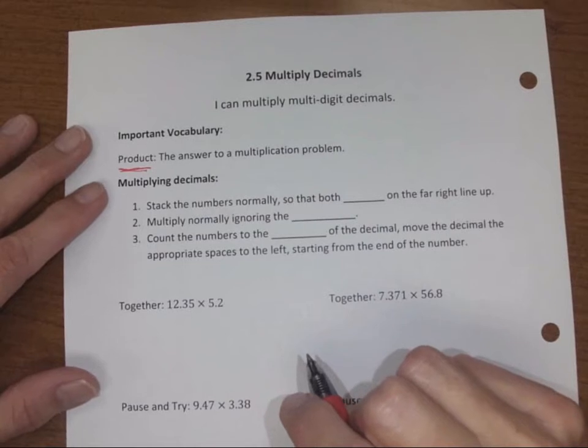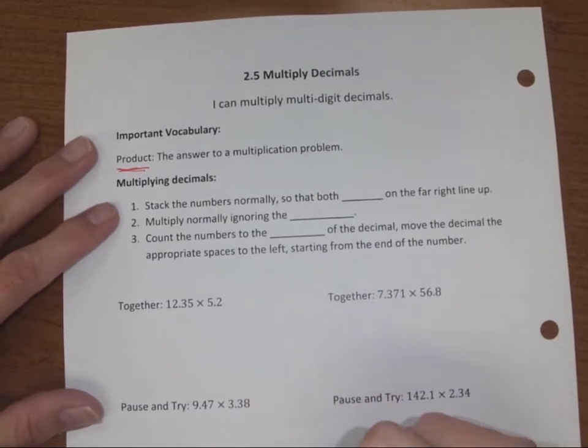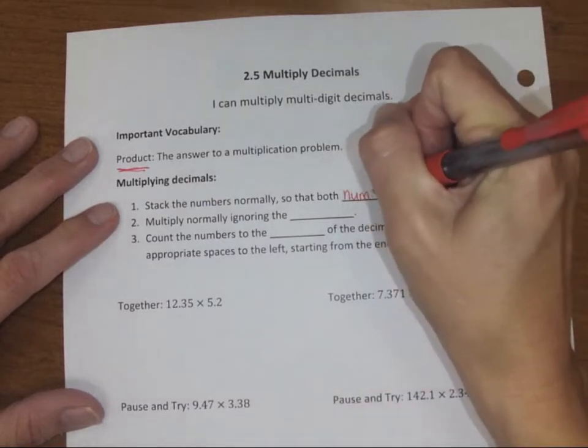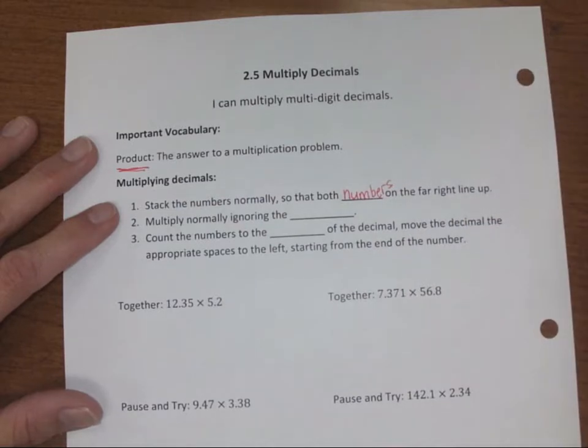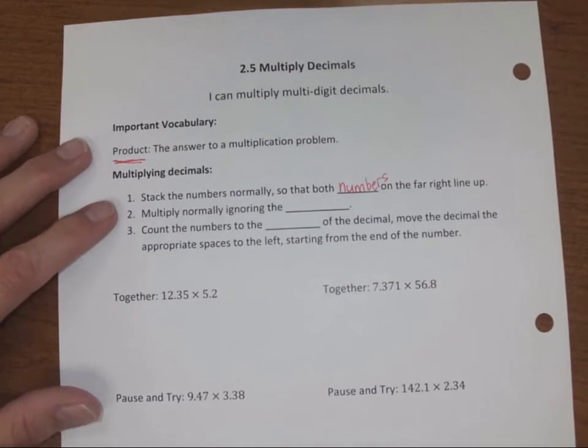There are steps to multiplying decimals. First, you need to stack the numbers normally so that both numbers on the far right line up. So you line up both the numbers all the way to the far right.